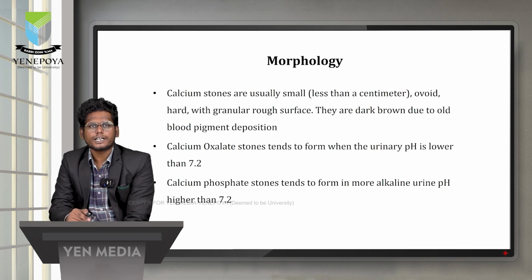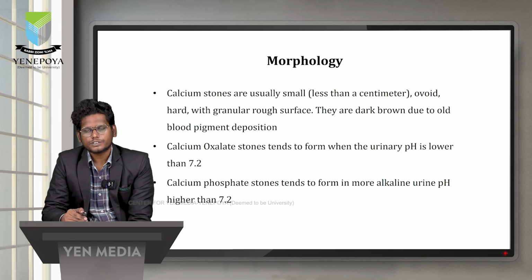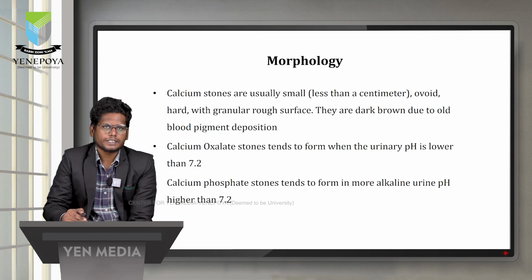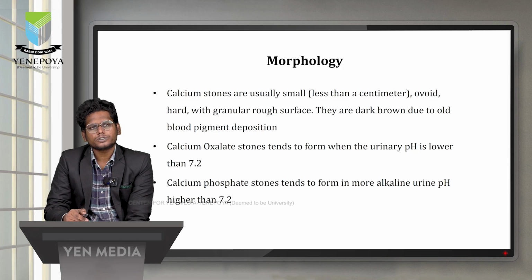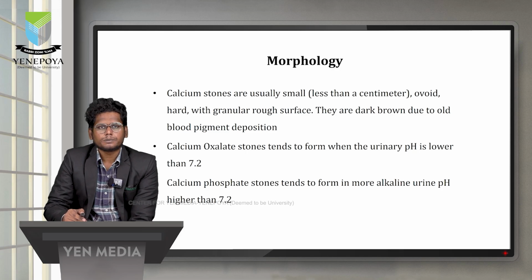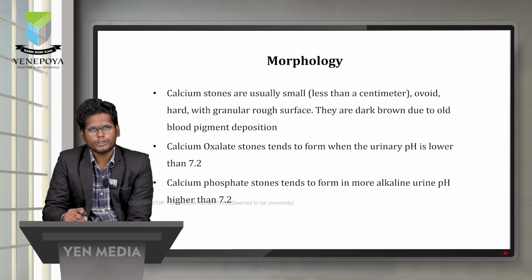And coming to the morphology, calcium stones are usually small, ovoid, and granular, with rough surfaces. They seem to be dark because of old blood pigmentation and deposition. Then calcium stones, how are they forming? They form when the urinary pH becomes lower than 7.2. Then calcium phosphate stones tend to form in more alkaline urine, with pH greater than 7.2.